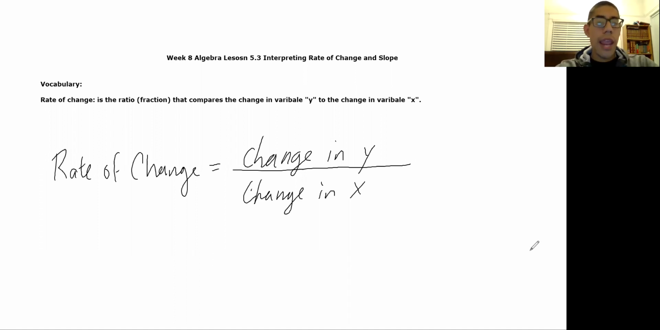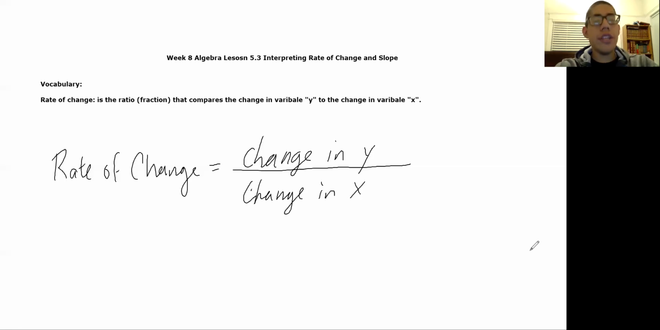We are in week 8 for algebra lesson 5.3, interpreting rate of change and slope. This is going to be a short lesson for this week. Hopefully you already know how to do most of this, but we do have to go over it in a way that hopefully seems familiar to you. So the vocabulary we're going to focus on for this week is very simple, just rate of change.